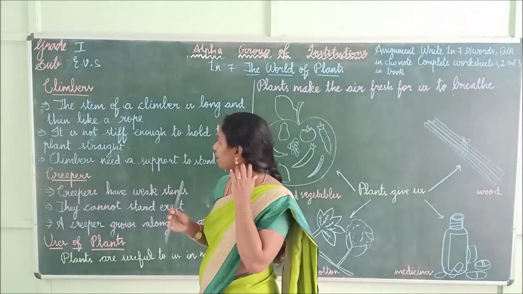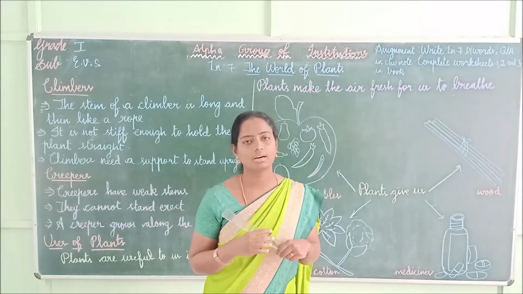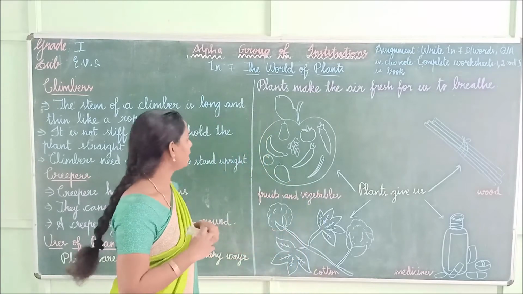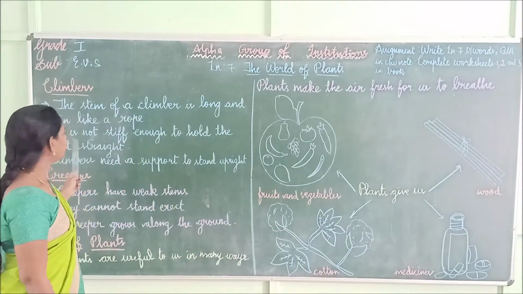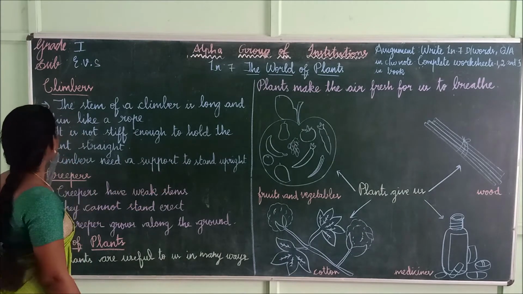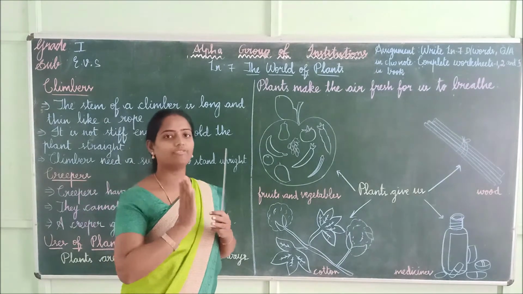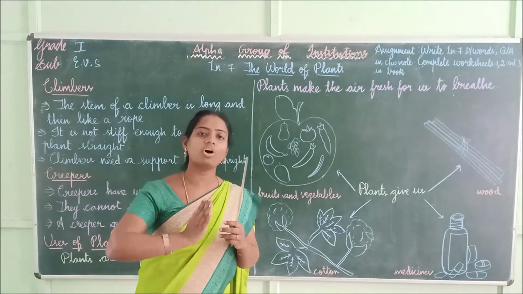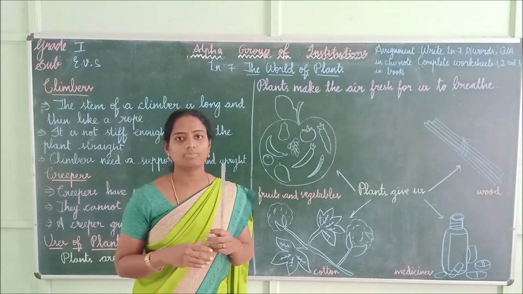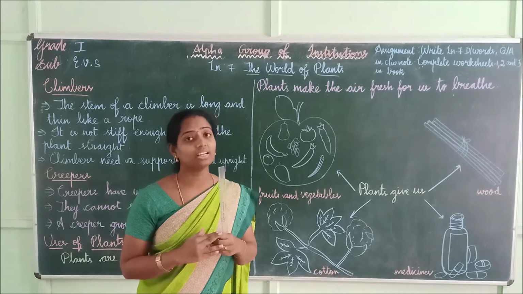The stem of a climber is very long and thin, like herbs and shrubs, and like a rope. It is not stiff enough to hold the plant straight. It will not grow straight like shrubs, herbs, and trees.